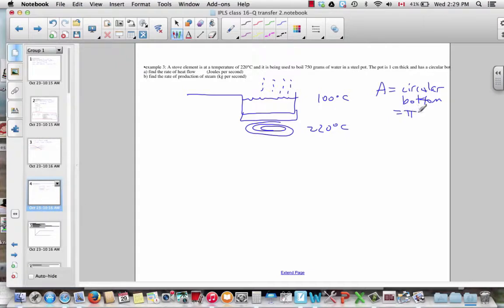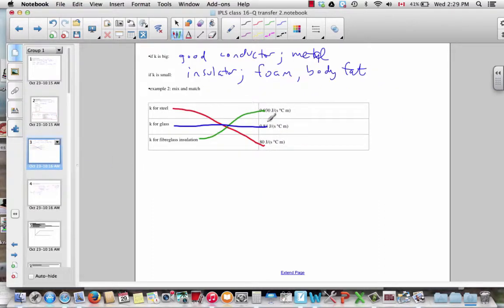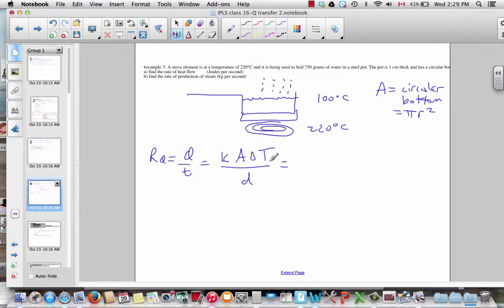So we've got pi r squared for that area. We want to find the rate of heat flow, so that's the amount of joules per second of thermal energy flow. That's conductivity times area times temperature difference divided by thickness. It's steel, so we look back at the previous page and say that was 80 watts per meter Kelvin, or 80 joules per second centigrade meter.